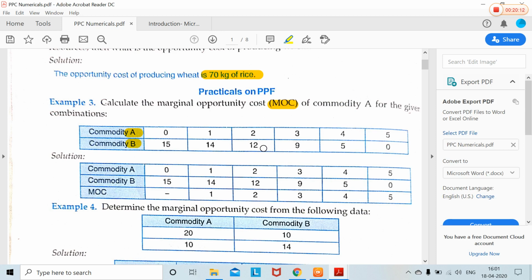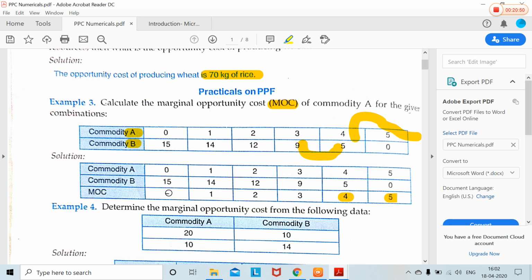Then the economy has gone from 12 to 9 to produce 1 more unit here. So the loss is 3 units. Then the economy has gone from 9 to 5 to produce 1 more unit here. It means to gain 1 more unit of A, the economy lost 4 units. Then we went from 5 to 0, to produce 1 more unit here. So now the production of B has gone to 0. So the loss is 5 units. So that's how the MOC is calculated: dash, 1, 2, 3, 4, 5.